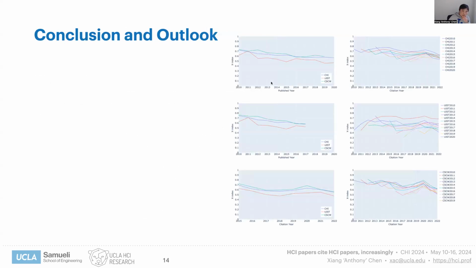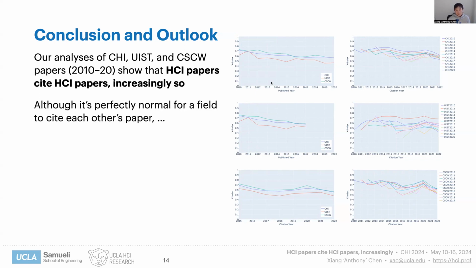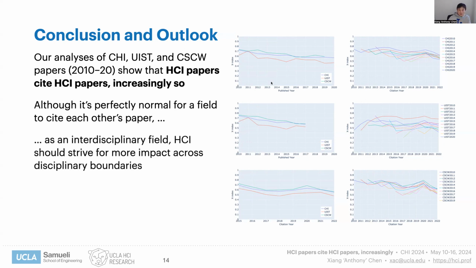In conclusion, our analysis of CHI, UIST, and CSCW papers from 2010 to 2020 shows that HCI papers cite HCI papers, increasingly so. Although it's perfectly normal for a field to cite its own papers, as an interdisciplinary field, HCI should strive for more impact across disciplinary boundaries. I hope these findings, rather than providing pessimism, can offer us motivation to push us to pursue more cross-disciplinary research in HCI.